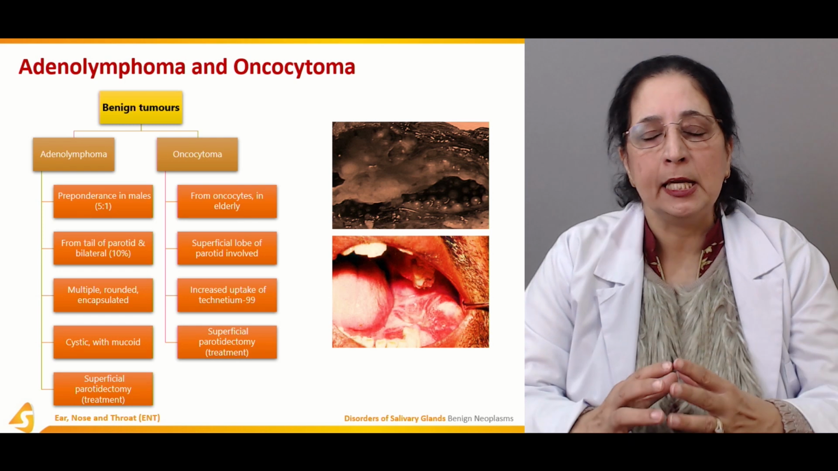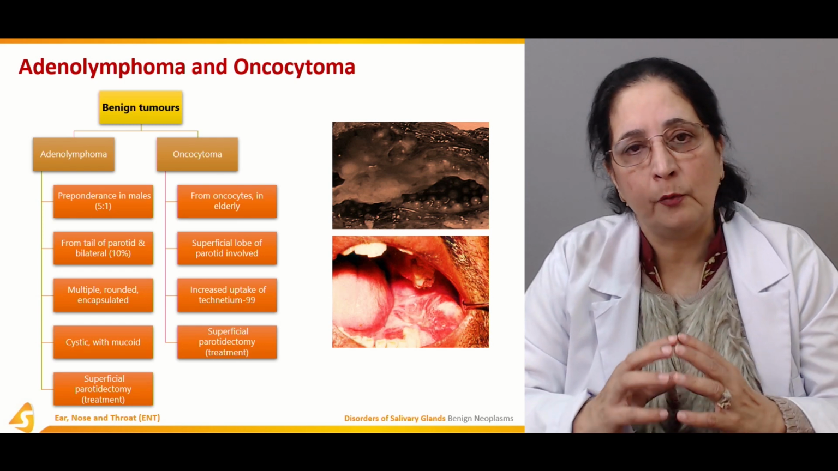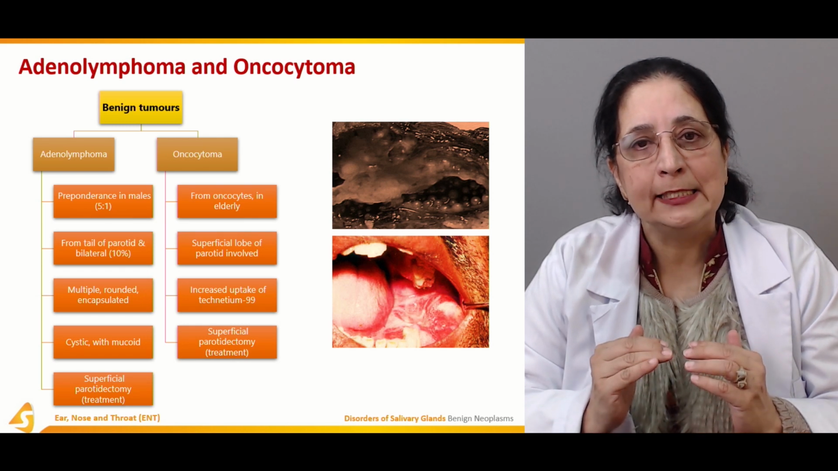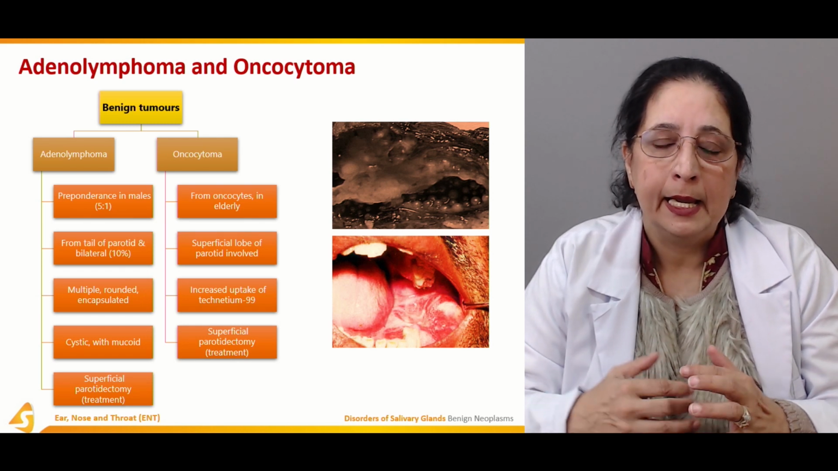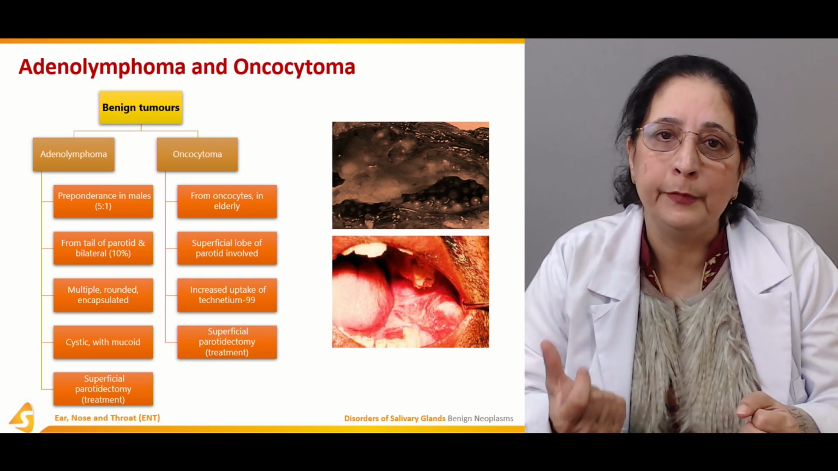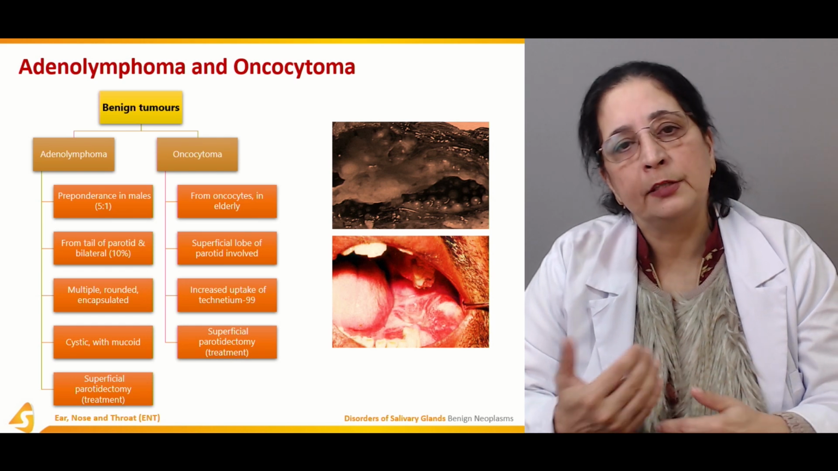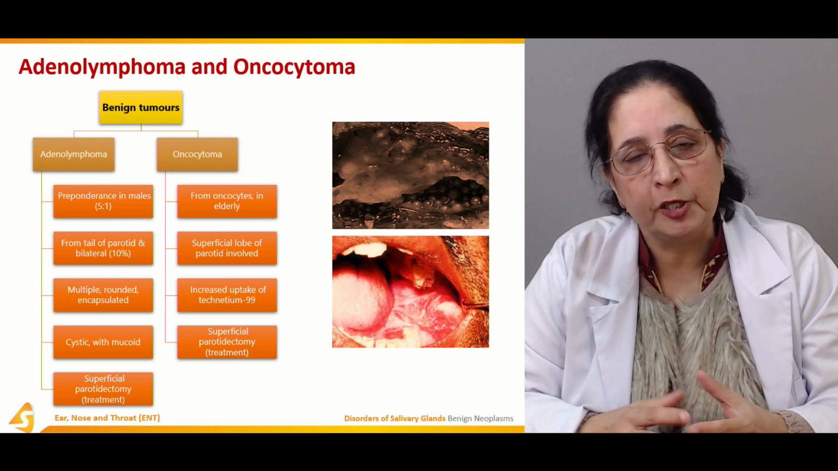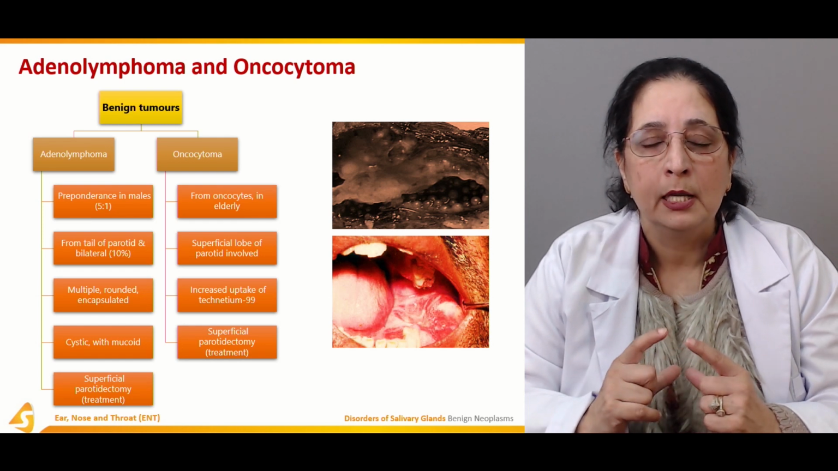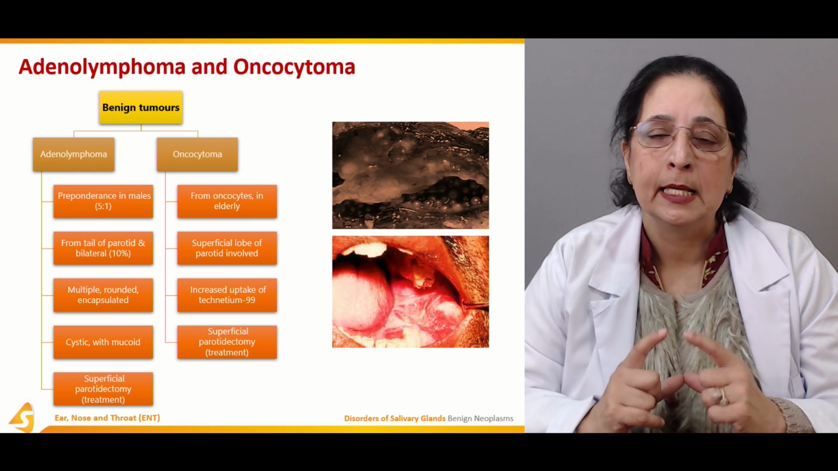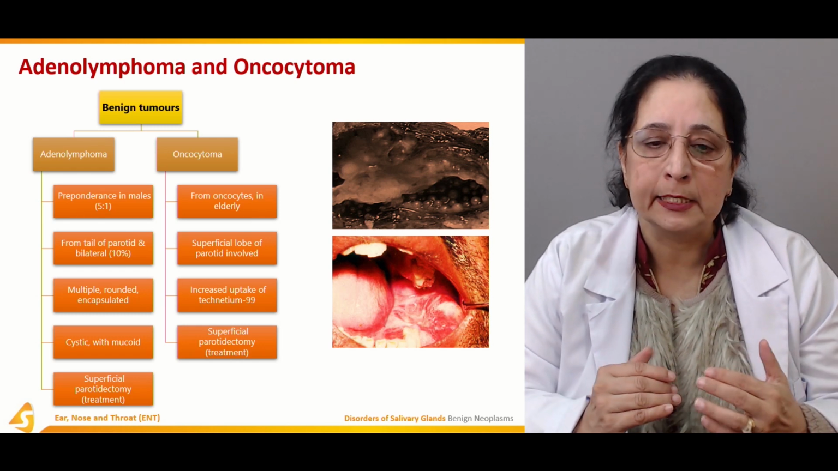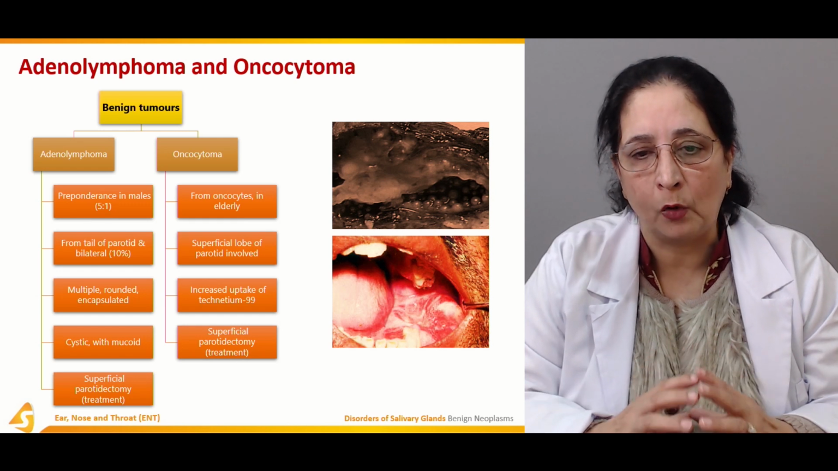So the two other benign tumors are adenolymphoma and oncocytoma. Adenolymphoma develops from the tail of the parotid gland. It is an encapsulated, rounded, cystic structure with mucoid. And then superficial parotidectomy is the treatment. As compared, the oncocytoma develops from oncocytes, is common in the elderly, and the superficial lobe of the parotid gland is mainly involved.